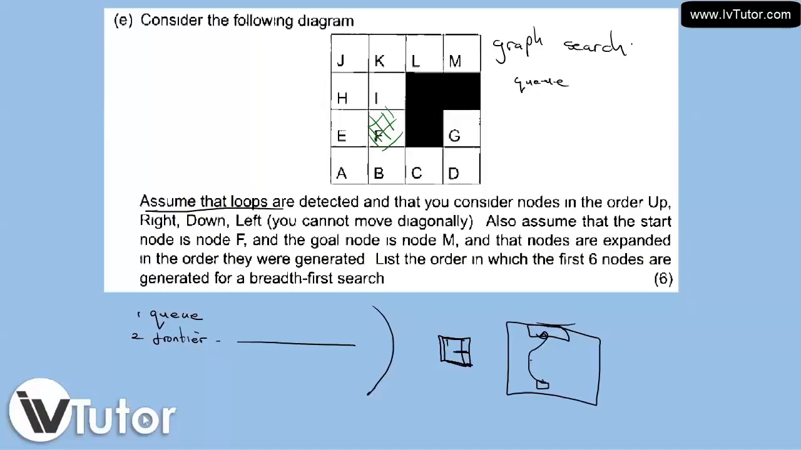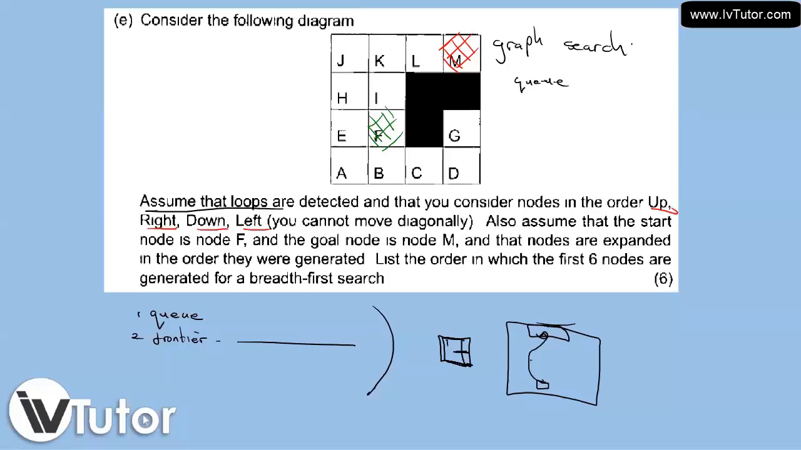So the start node is F and the goal node is M. Assume loops are detected and consider the nodes in the order up. Which one do you consider first? Up, and then you go right, then you go down, then you go left.